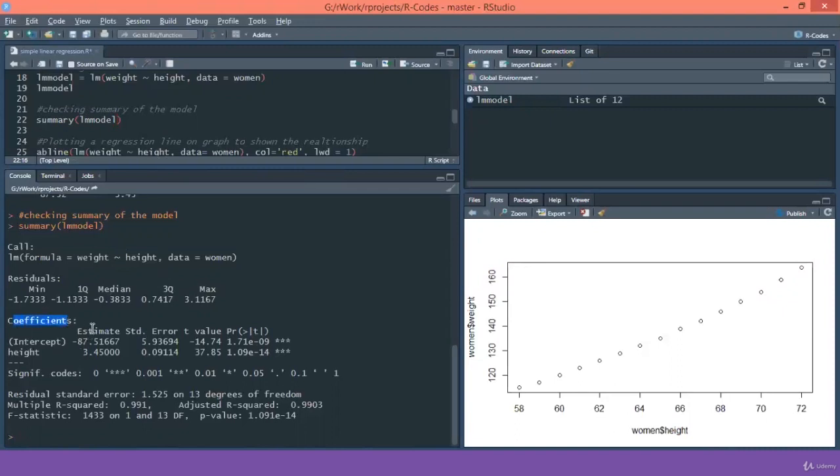Next is coefficients. Coefficients, as I have already discussed, are the intercept and the slope value. Here it is important to understand that my independent variable was height. Now, the factors that are shown are, first, the estimate and standard error. It shows the slope value, that is 3.45, meaning 3.45 times effect will be there on the weight of the women when height increases, whatever the value of height will be. Next is the t value. The t value shows the variation in the range of the height and weight. Next is the p value, that is 1.09 e minus 14.